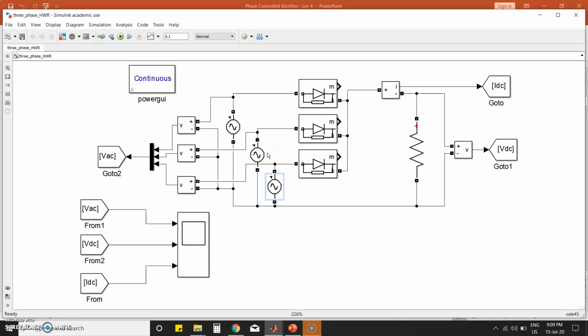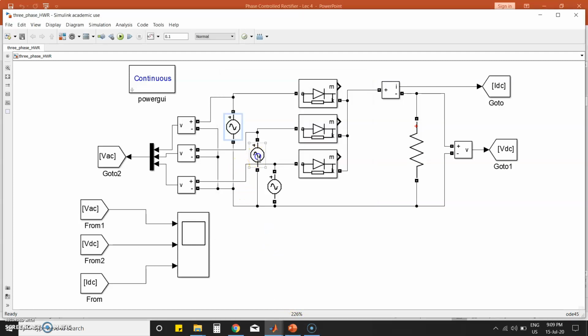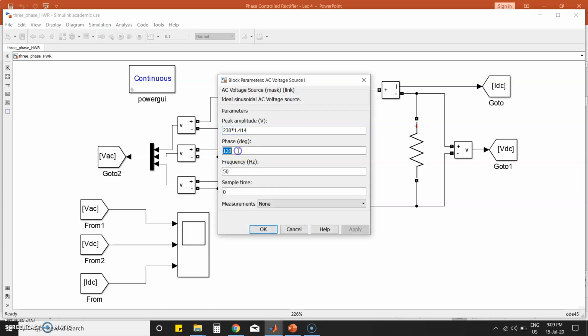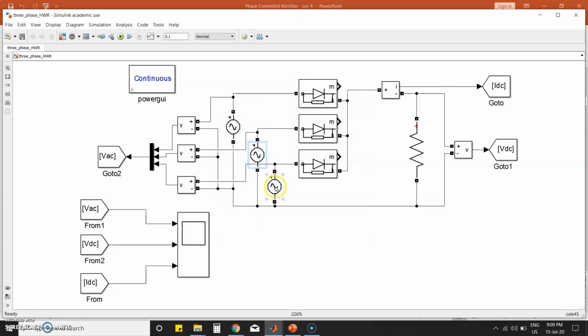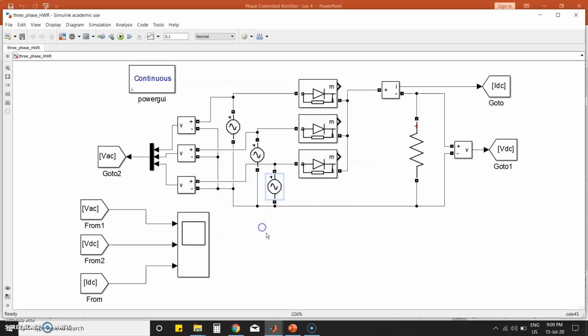If you are going for a three-phase supply, or instead using three single phase supplies, you need to update one thing, that is the phase. The phase for R will be 0, and the phase for Y will be 120 degrees. The phase for B, or YB, is 240 degrees. You can use minus 120 and minus 240. Here I have used plus 120 and plus 240. Okay, this is one thing.